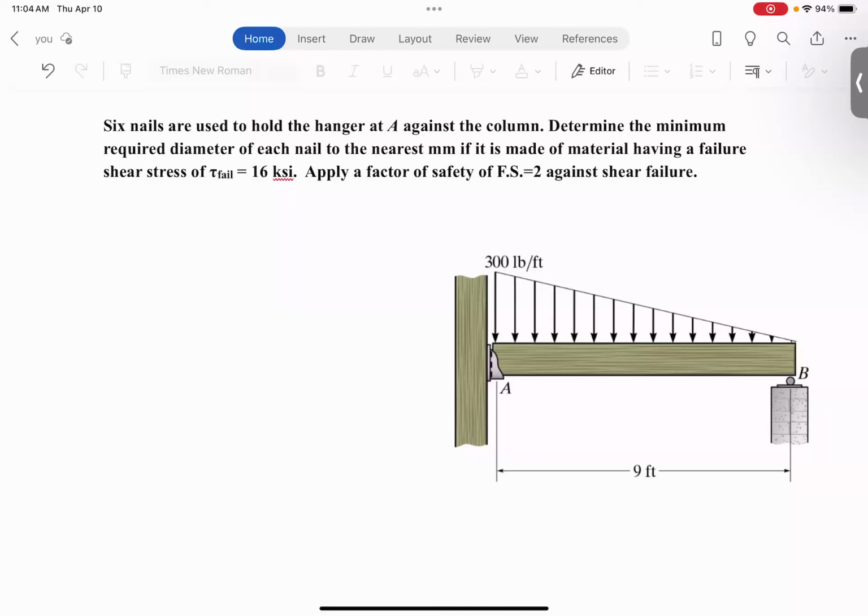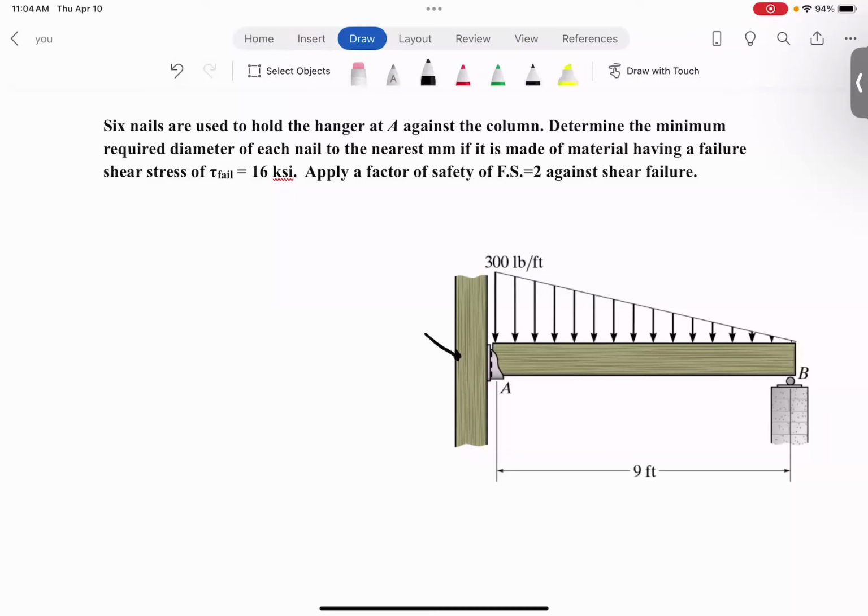So as we read, the problem says six nails are used to hold the hanger at A. So basically, if you look at the side view, this is the hanger at A, and let's say there are six nails like this in this orientation. So those are the six nails that are holding this, and that's your beam.